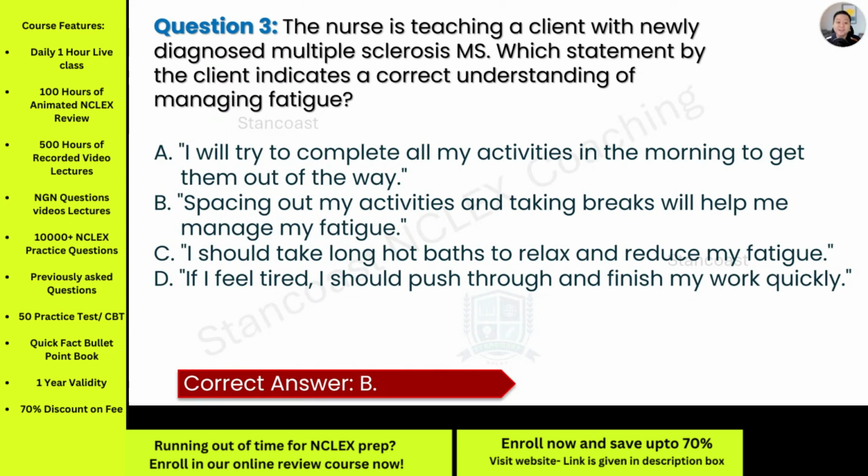Take note that MS management emphasizes energy conservation and pacing and minimizing factors like heat or overexertion that can increase their fatigue.